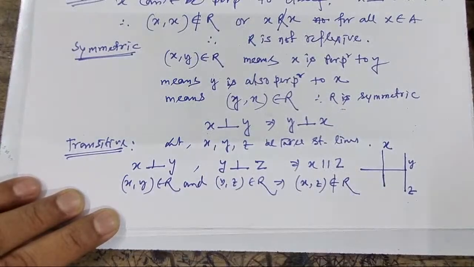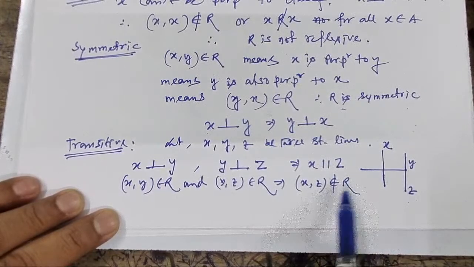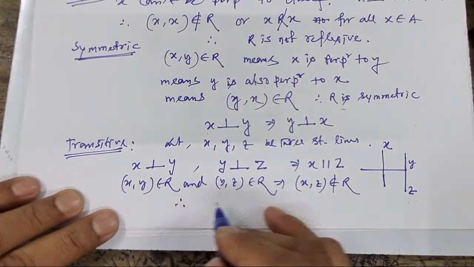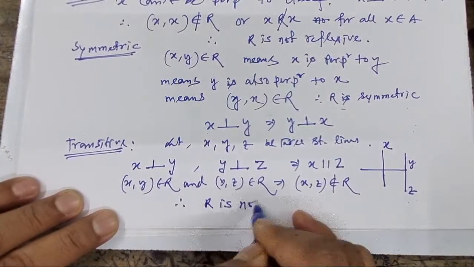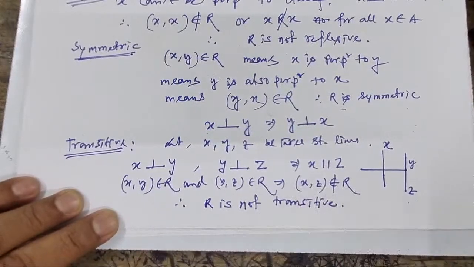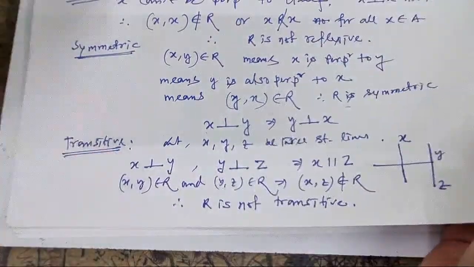Sir, why does it not belong to R? Because x and z, these two are parallel. They did not become perpendicular, right? So we can say R is not transitive. I hope it's clear. Okay, so let's do one more question.